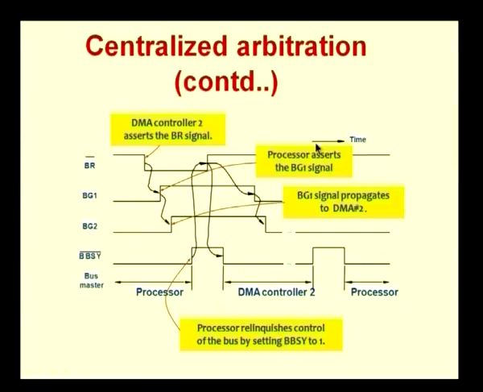If another controller had made a request, then depending on which has a higher priority, whether it is the processor or the controller, the bus will be given to that particular processor or will be given to that particular controller device. So, this is basically how the centralized arbitration scheme will work.